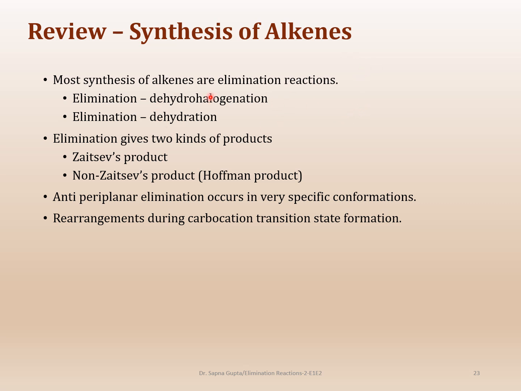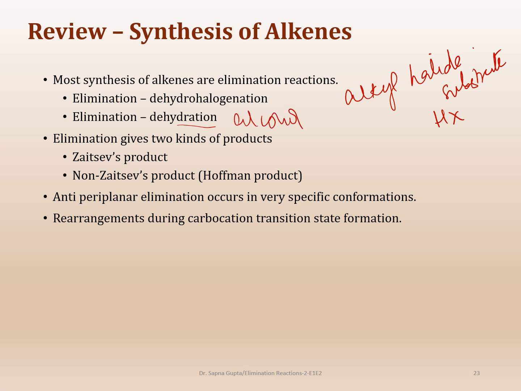So there are two eliminations that we've learned so far. The dehydrohalogenation, which is minus HX, meaning that you have an alkyl halide as a substrate. When you have an alkyl halide as a substrate, your leaving group will be HX. When you have an alcohol as your substrate, it will give you minus H2O, right? That's what this means over here. So you learned about two different kinds of substrates to do eliminations.